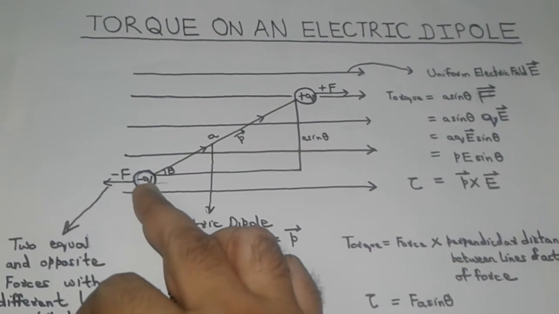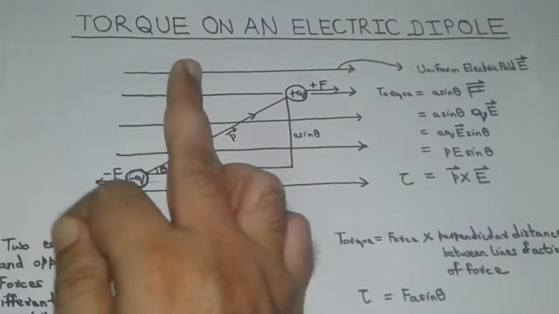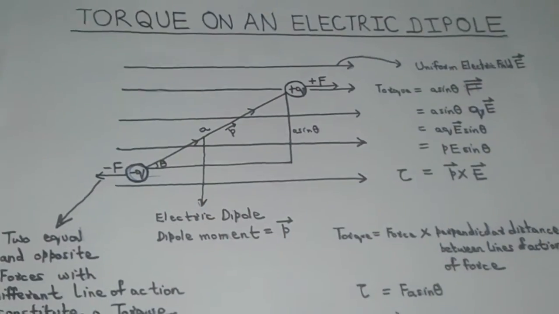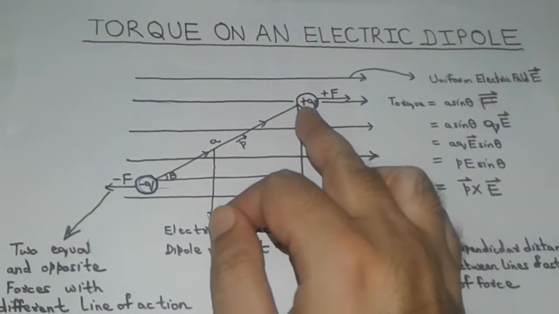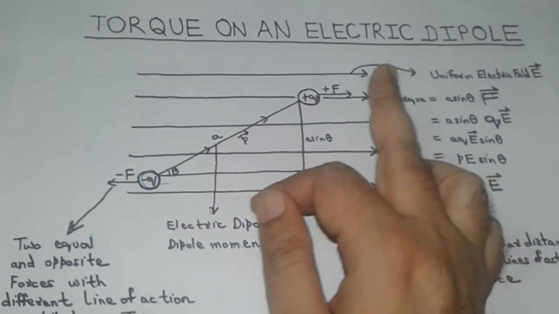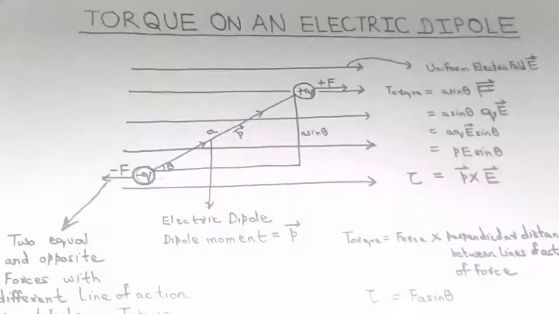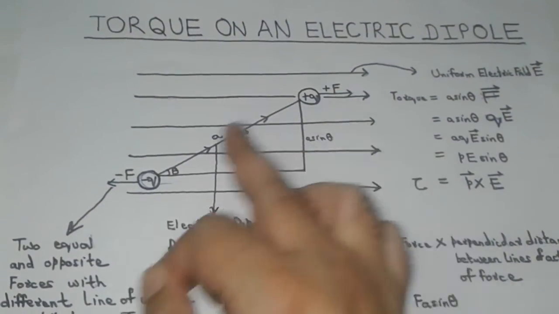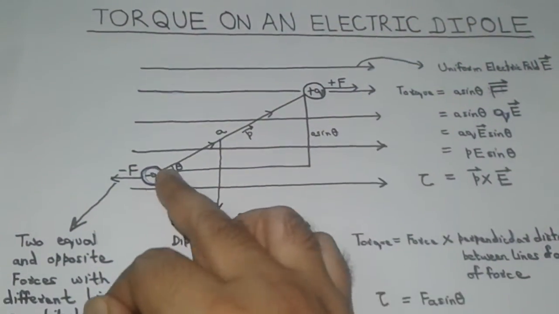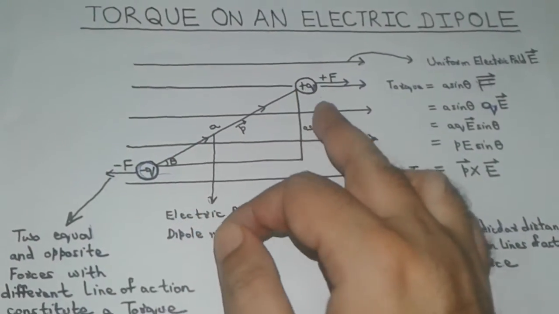The point charge minus Q experiences an electrostatic force of attraction in a direction opposite to the applied electric field E, while the point charge plus Q experiences an electrostatic force of repulsion in the direction of the applied electric field E. Since the two forces are equal and opposite with different lines of action, they constitute a torque.